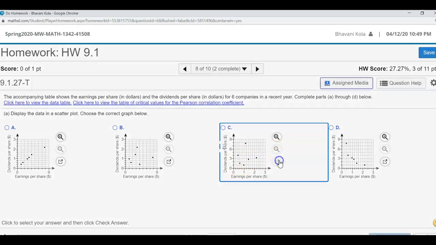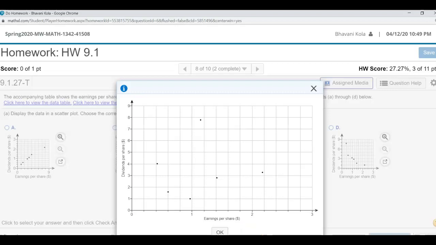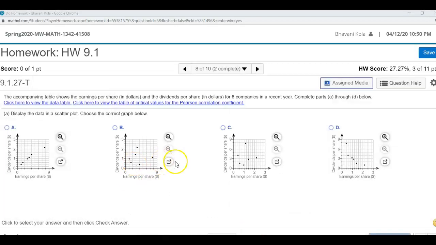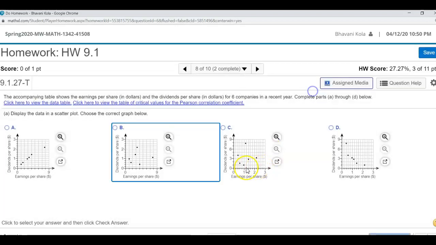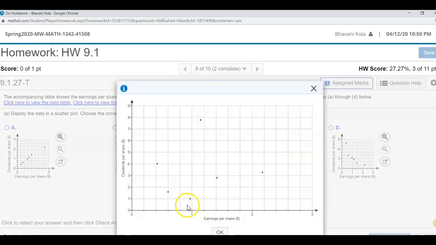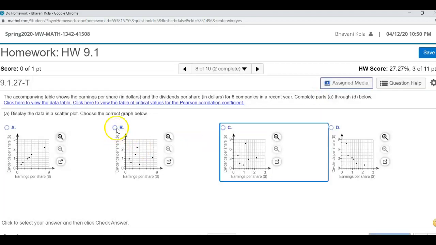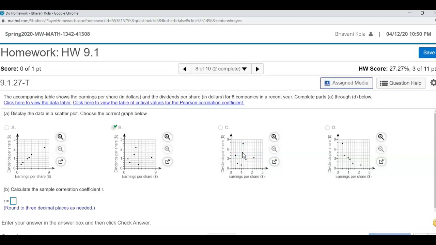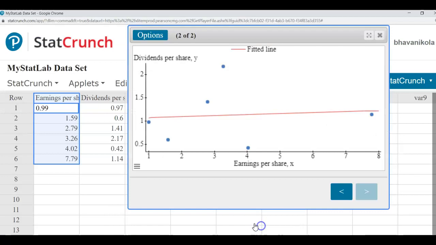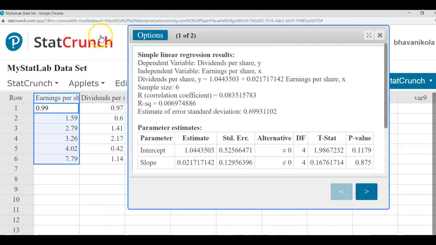So I'm going to go back here, and they all look pretty much the same for me. So looking at my data values, 0.99 is right here. And if you look at option C, I don't have any 0.99. I only have 1. So I'm going to go ahead and click on my B and check my answer. Good job. And now they're asking me for correlation coefficient, and I will look here, go back. My correlation coefficient is, where is it?